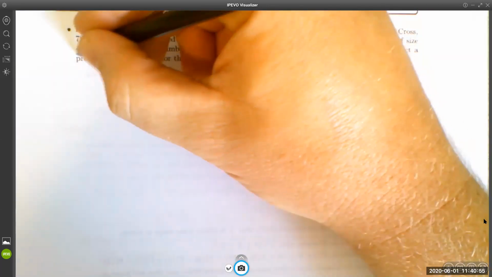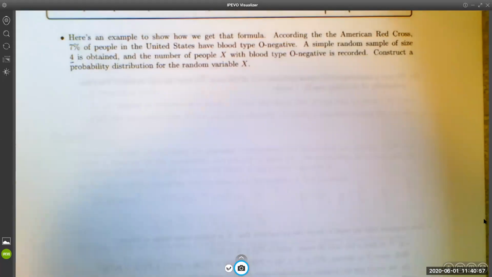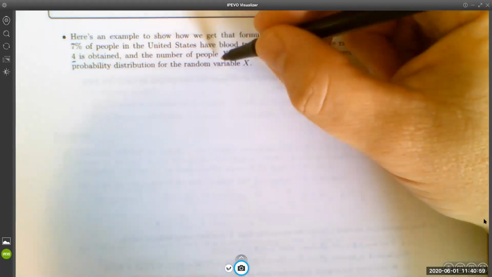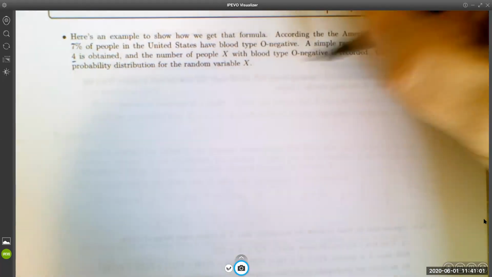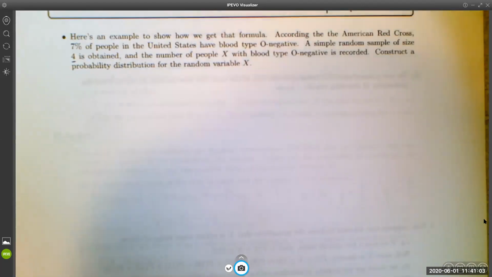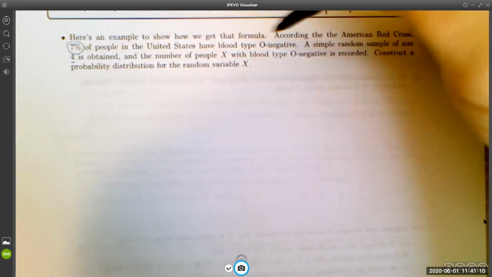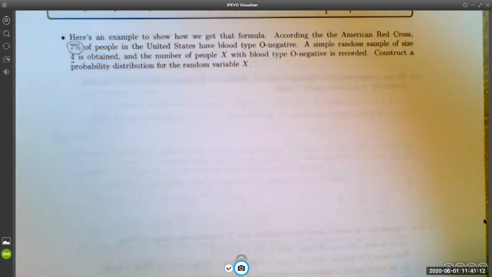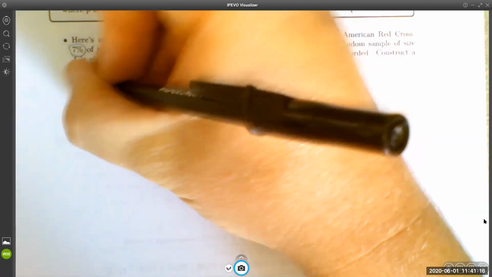So they're going to select 4 people, and we're interested in recording the number of times a person with blood type O negative is recorded. Well, what's the probability that that happens? It's 7%, right? Because 7% of people have blood type O negative. So let me just write that down. We know that the number of trials is 4, and that the probability of success is 0.07.